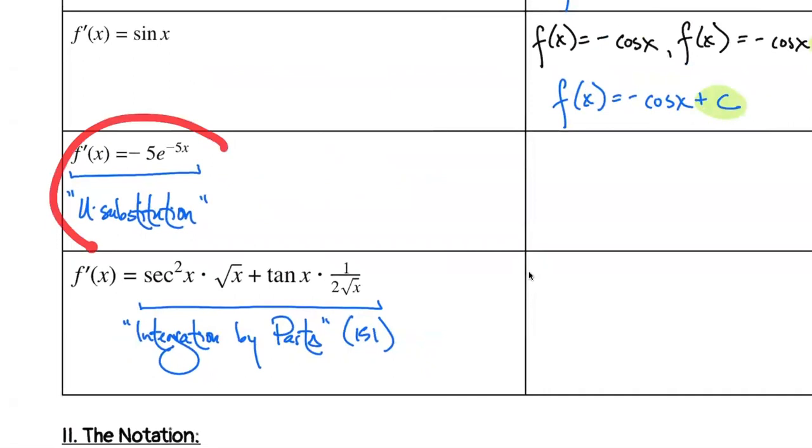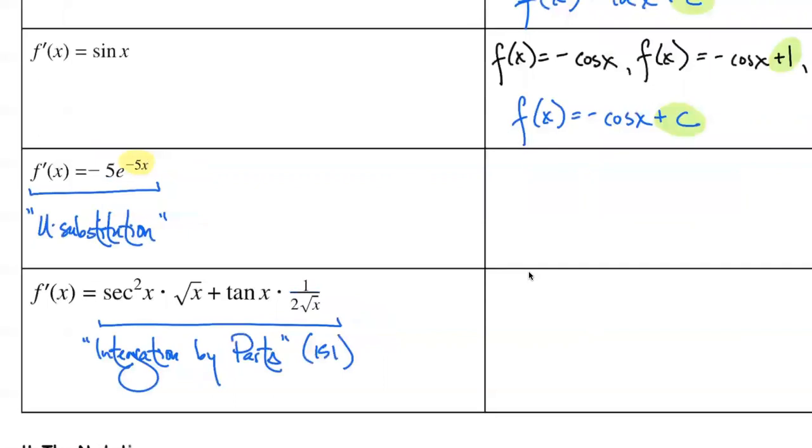So let's take a look at this: f prime of x equals negative 5 e to the negative 5x. Now, if we think back to some of our other problems, we might recall that if we have something more than x in that exponent, we're going to need to use chain rule, right? This is a very clear case that we used chain rule to get to this derivative.